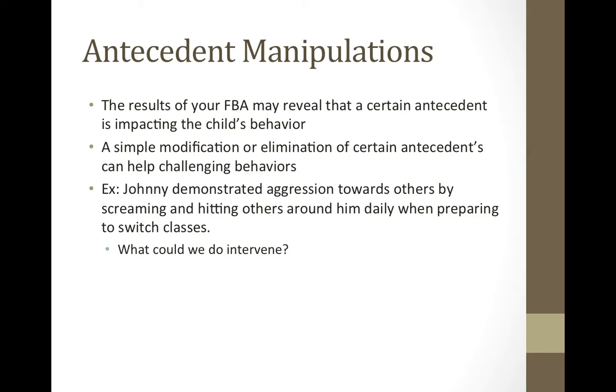So we left off discussing antecedent manipulations in the example of Johnny, who demonstrated aggression towards others by screaming and hitting others around him when preparing to transition from classes. What are ways that we could manipulate the antecedent to intervene for this behavior? And a few things that we talked about in class were great. What David and Leah both contributed were excellent ideas that we could absolutely try.